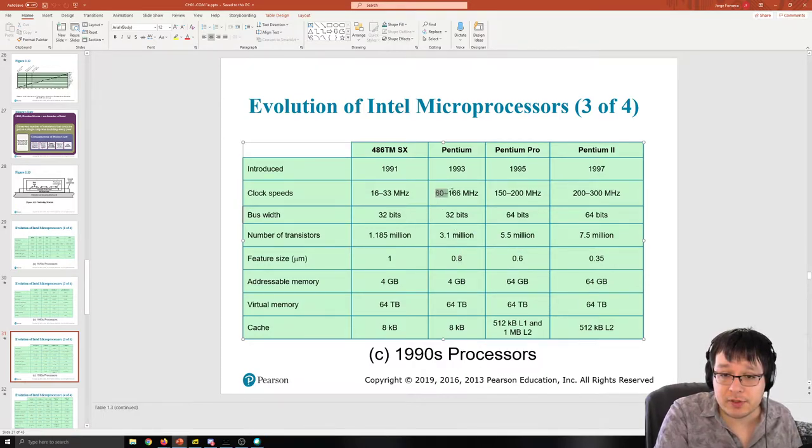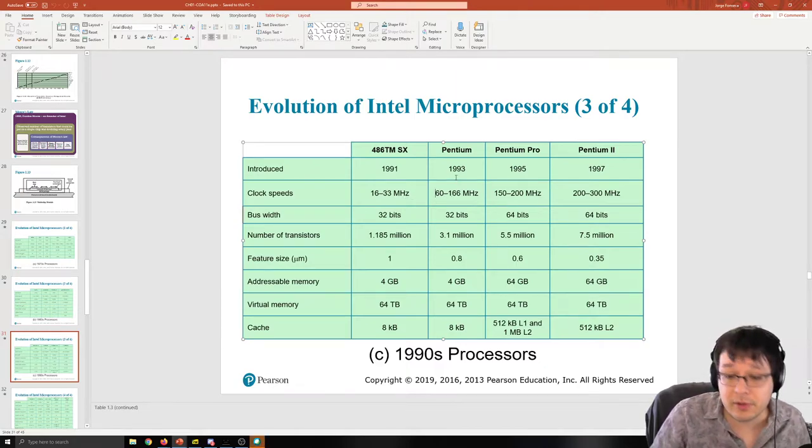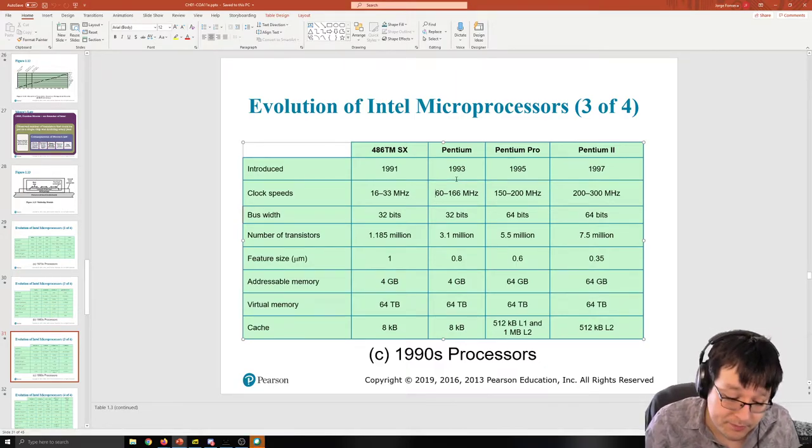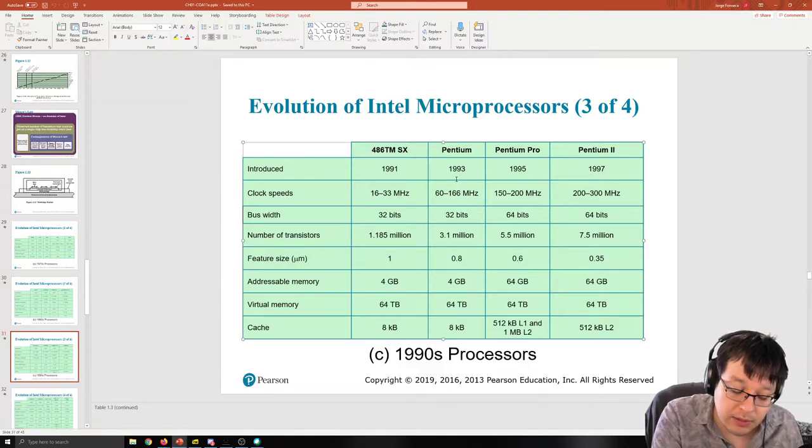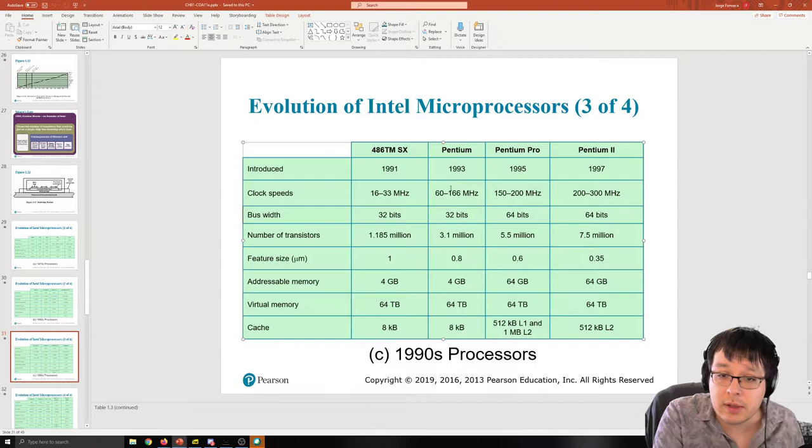The clock speeds are still in the megahertz, but still that's millions of cycles per second, potentially millions of computations per second, 60 million to 166 million. So that's still pretty big. It also introduced superscalar techniques, which we might get to talk about, but it also started to flirt with the idea of parallel computing and executing instructions in parallel. So that was the main selling point of the Pentium.